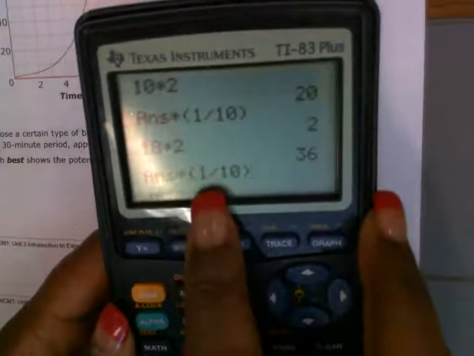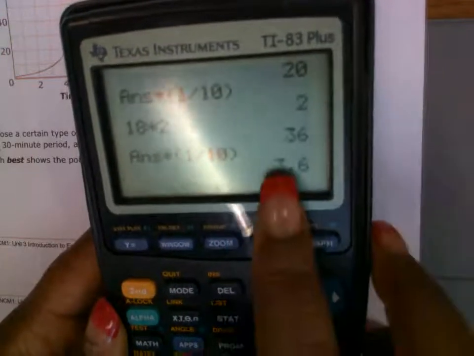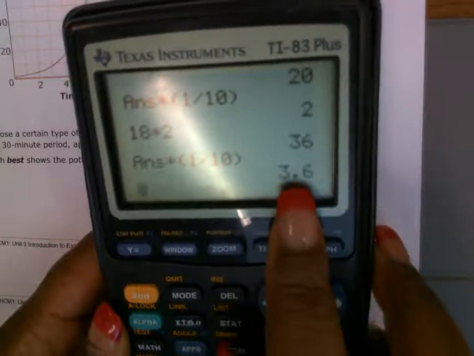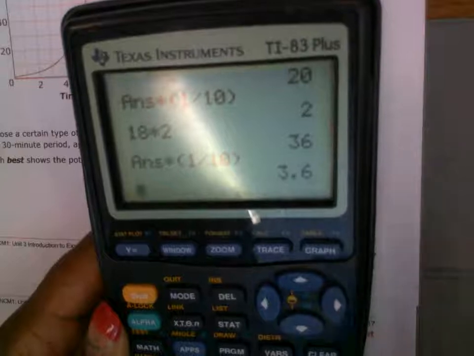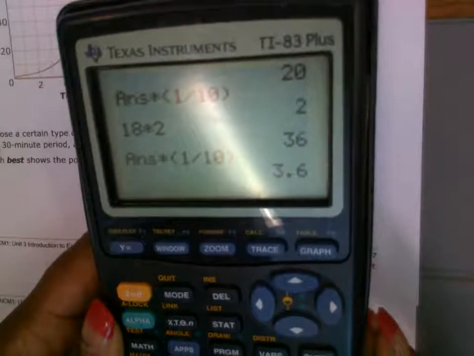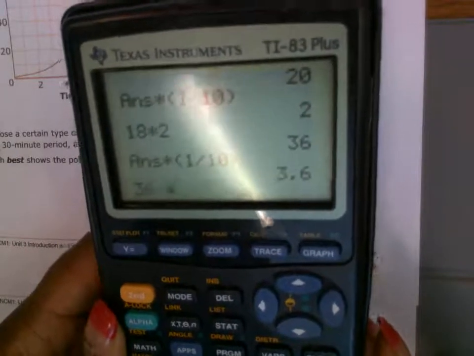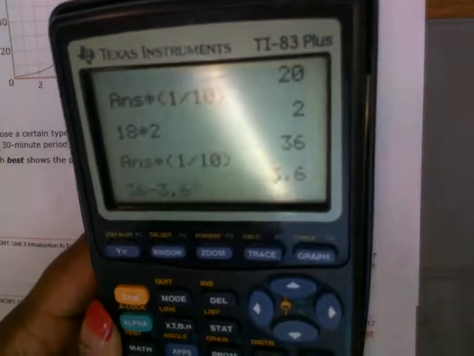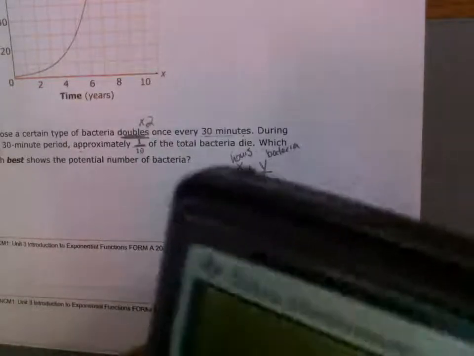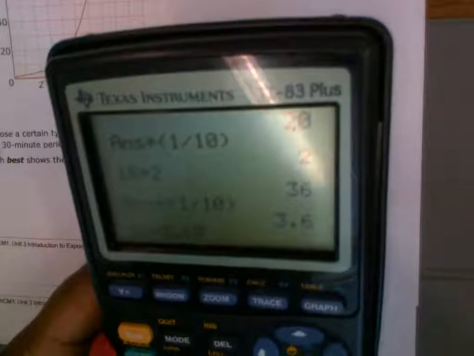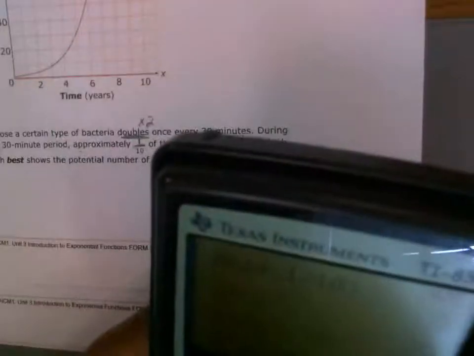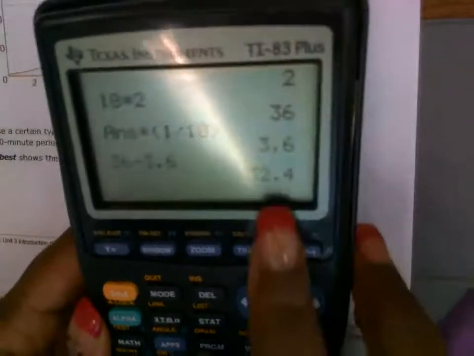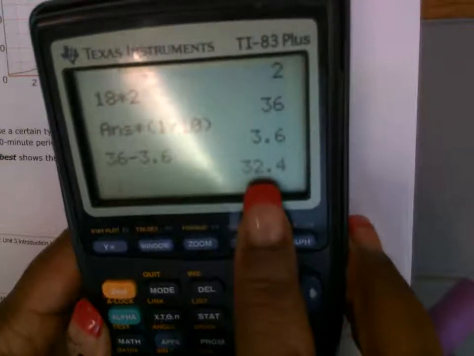Okay, I'm going to press enter, and then I'm losing 3.6, roughly, okay? So I'm going to say 36 minus 3.6. And it says approximately, so maybe about 4. So I'm losing maybe about 4. Okay, either way, that's about 32.